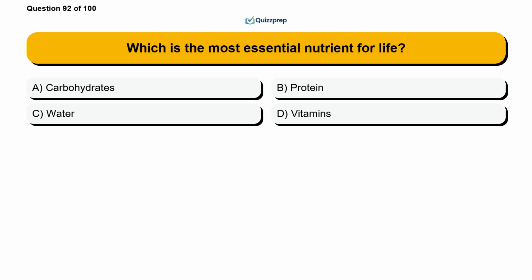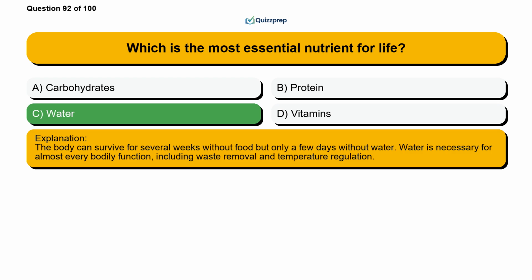Question 92. Which is the most essential nutrient for life? Option A, carbohydrates. Option B, protein. Option C, water. Option D, vitamins. The correct answer is option C, water. The body can survive for several weeks without food but only a few days without water. Water is necessary for almost every bodily function, including waste removal and temperature regulation.